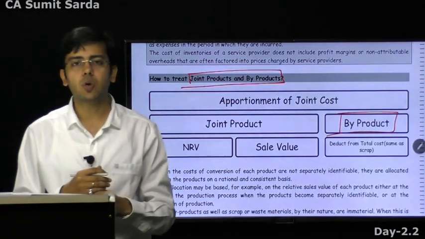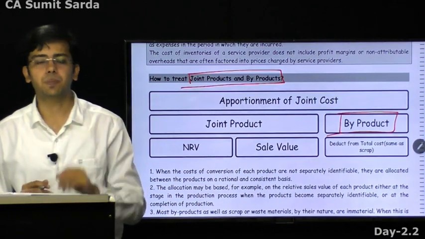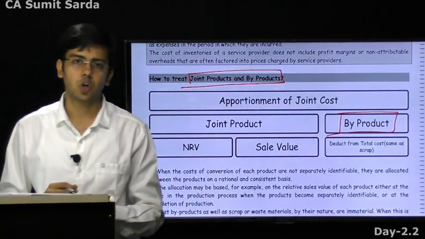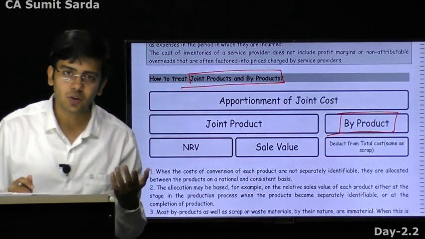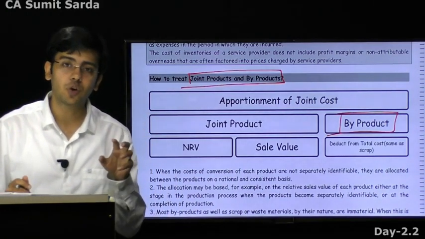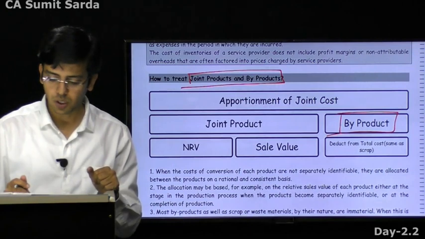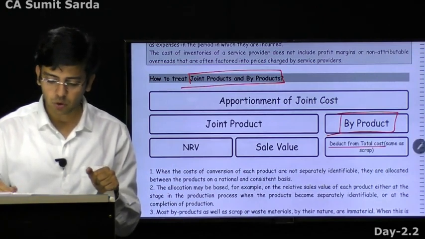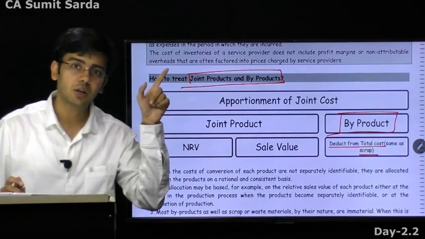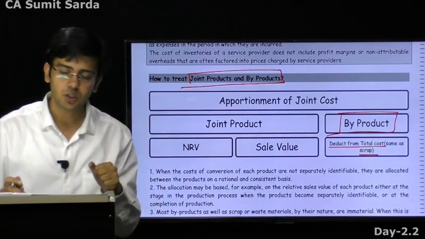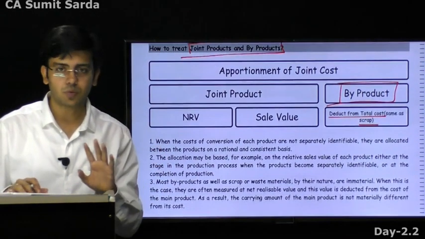My friend, the accounting for byproduct is same as scrap. Same as scrap. You deduct it from the cost of inventory. So deduct from the total cost. We have seen the container's cost that was being deducted as scrap sale in one of the questions, 500 rupees. Same concept for byproduct.